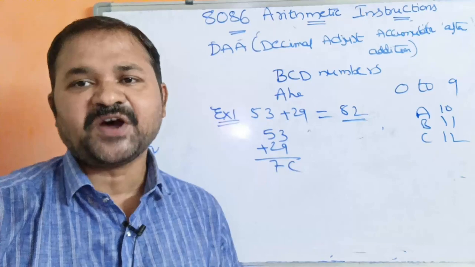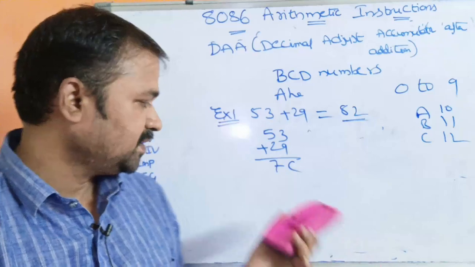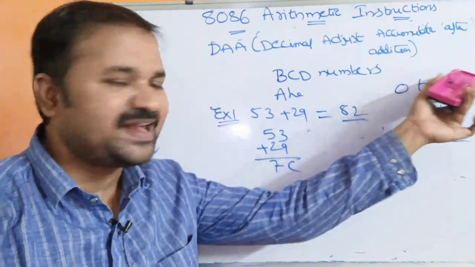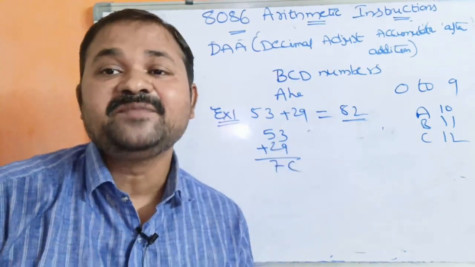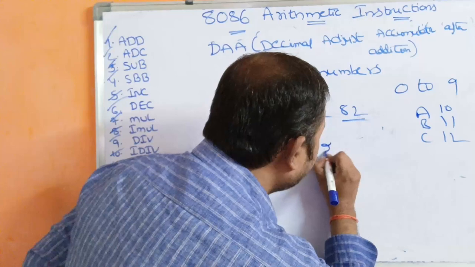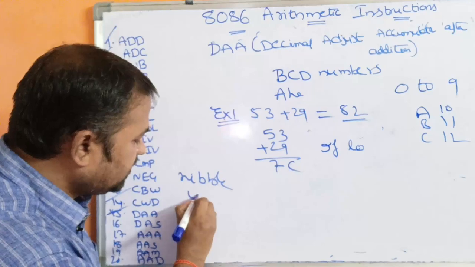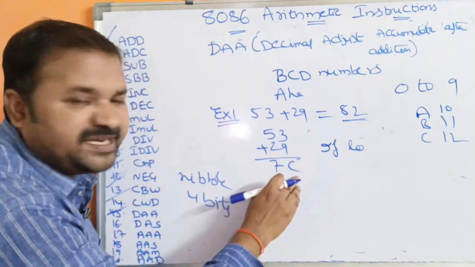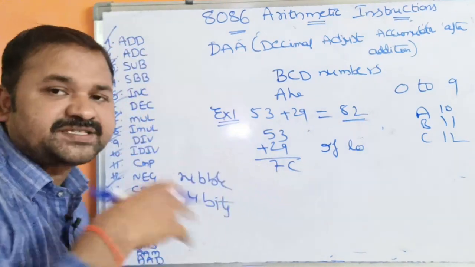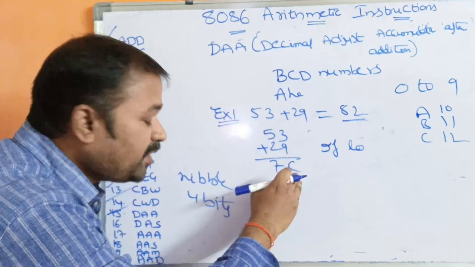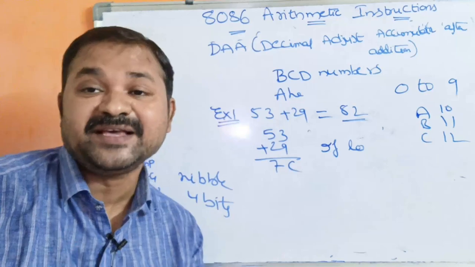After performing the addition operation, we have to check whether the result is a valid BCD number or not. 7, there is no problem. 7 is a valid BCD digit. But C is not a valid BCD digit. We know what a nibble is. Nibble means 4 bits. Here C is 1100, so this is one nibble. 7 is 0111. This C is the lower nibble, this 7 is the upper nibble. Here C is not a valid BCD digit.